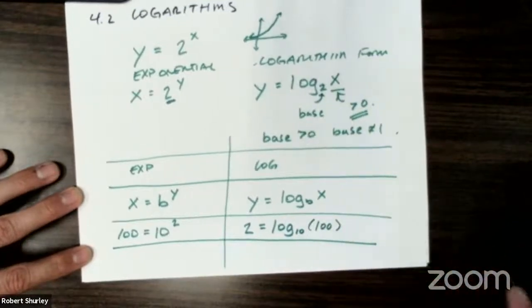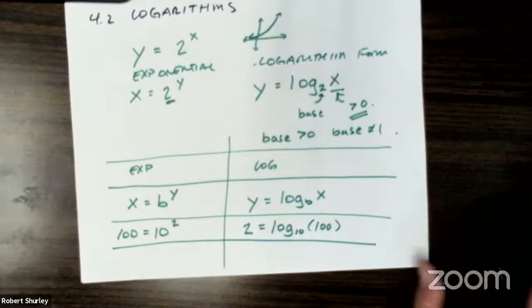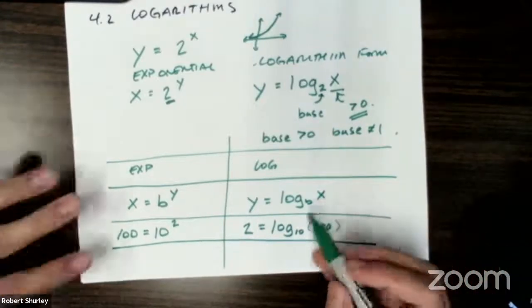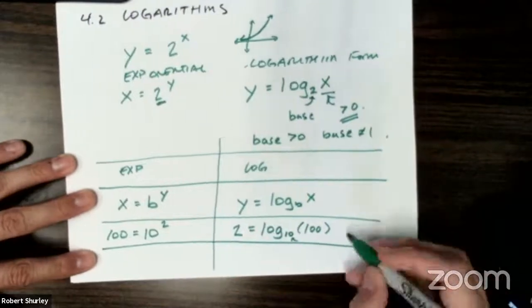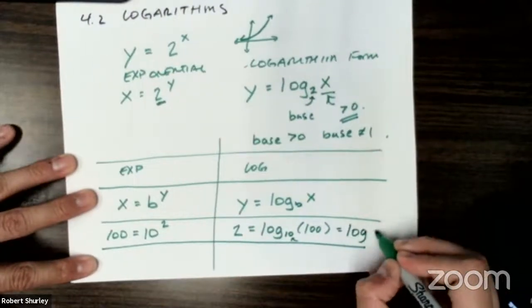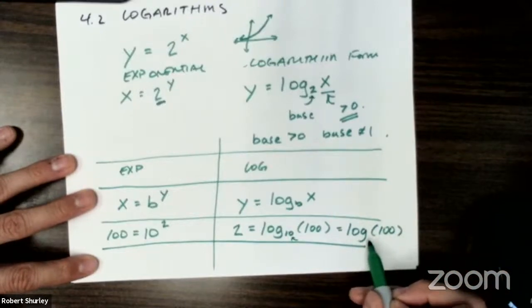of 100. Now, log base 10 is a special log. I think your book calls them common logarithms. So if it's a log base 10, you don't have to write the base here. So this would be log of 100. It's an assumed 10 if nothing is written.